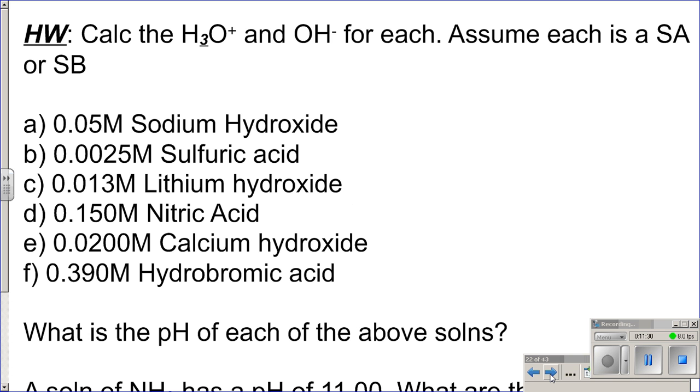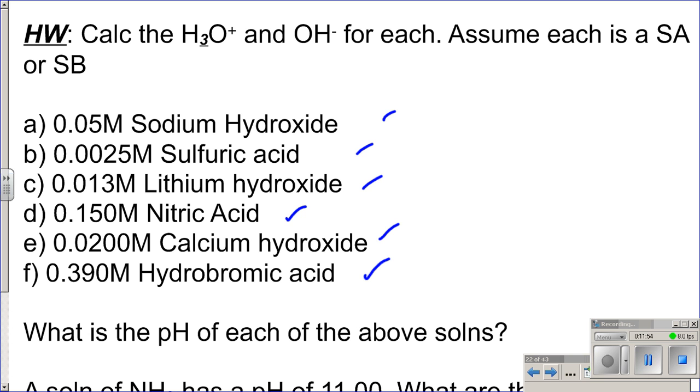So these were the homework ones. I'm just going to let you guys check these. These were all strong acids and strong bases: sodium hydroxide, sulfuric acid, lithium hydroxide, nitric acid, calcium hydroxide, hydrobromic acid. Those were all yours, yeah? Those are all strong acids and strong bases. So that's why you're allowed to assume the concentrations of hydronium and hydroxide are what they are here.